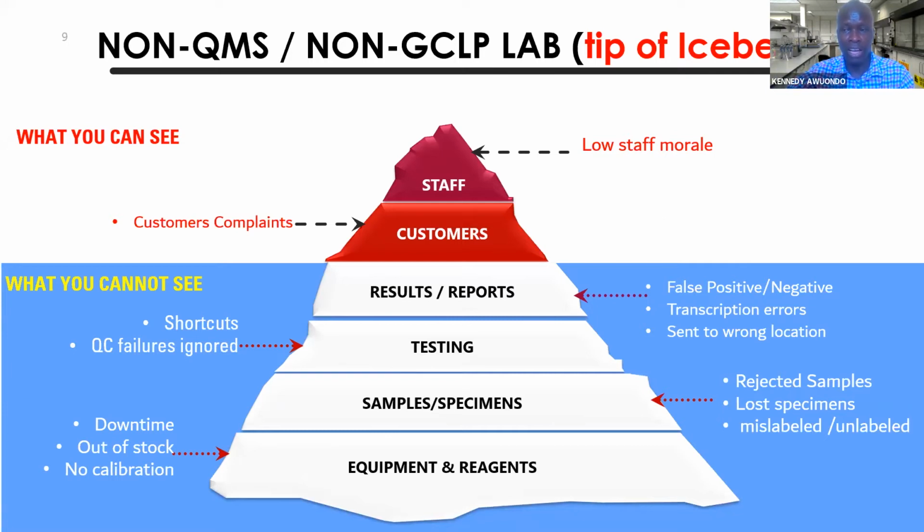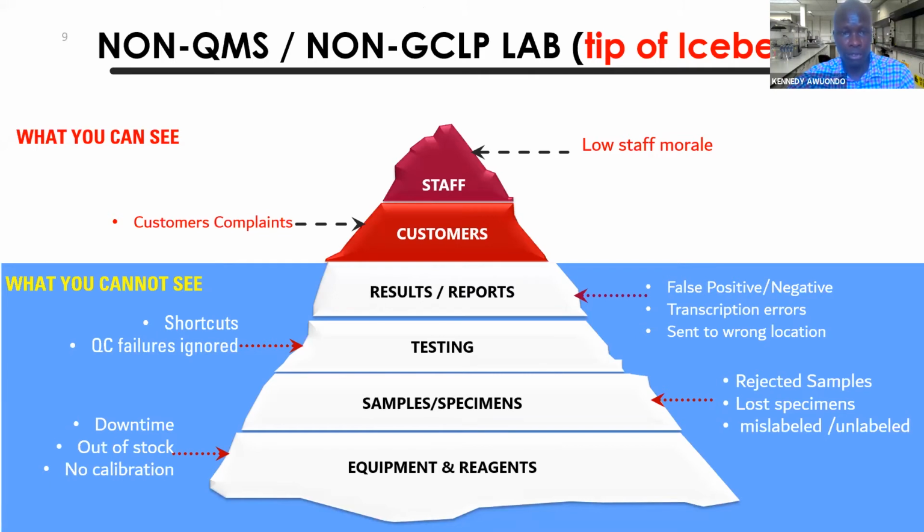But if you go further into the laboratory, and probably if you are doing an audit, some of the things that you are likely to see involve, for example, results and reports. You are likely to see a lot of false positive results if the laboratory is not quality management system or GCP compliant. You are likely to see false negatives. You are likely to see a lot of transcription errors, or sometimes the results sent to a wrong location.